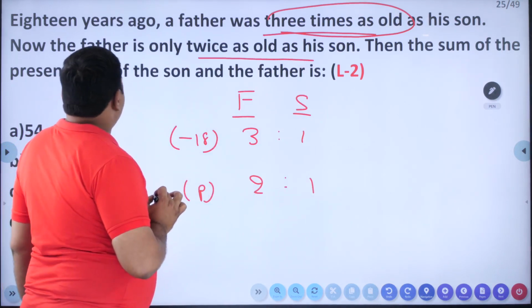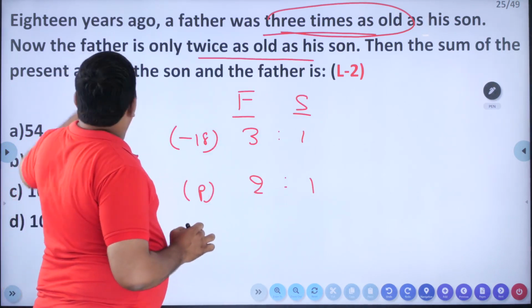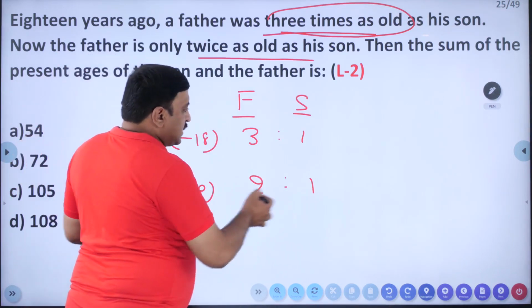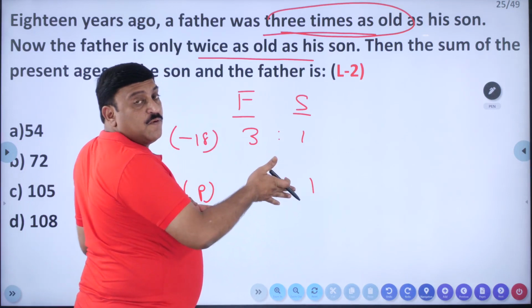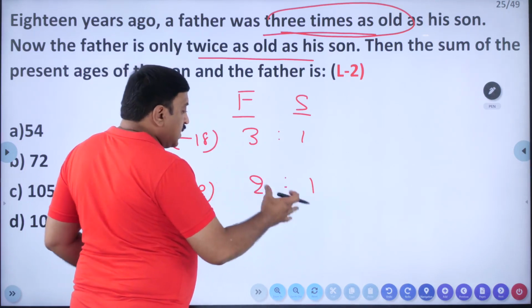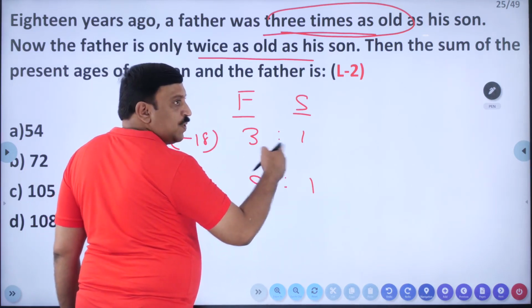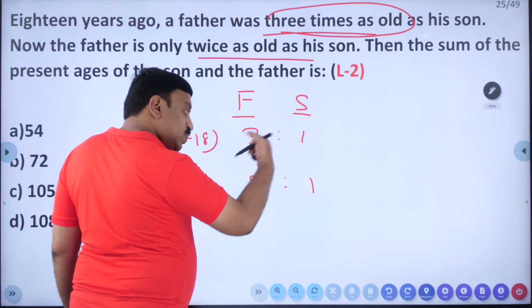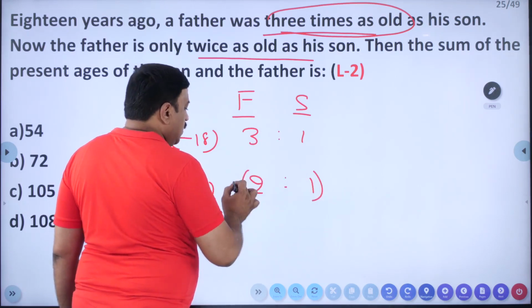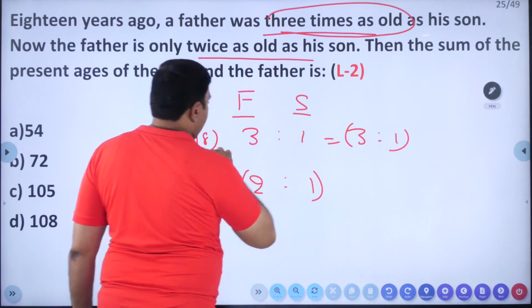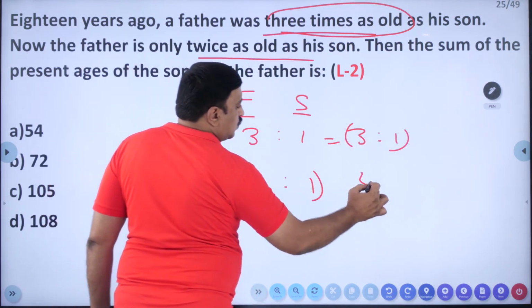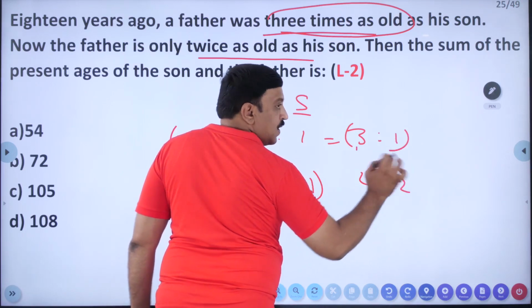Then the sum of the present ages. Now we need, directly, to add the present, not 3 parts. Before that, you have to balance whether they are balanced or not. Here 1 part, here 2 parts. So 2 can be multiplied here directly. Now 2 is there, so it is 3 is to 1 for 18 years back as it is. This will be 4 is to 2. Now they are balanced.